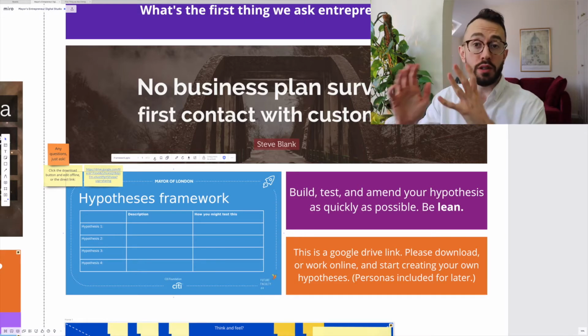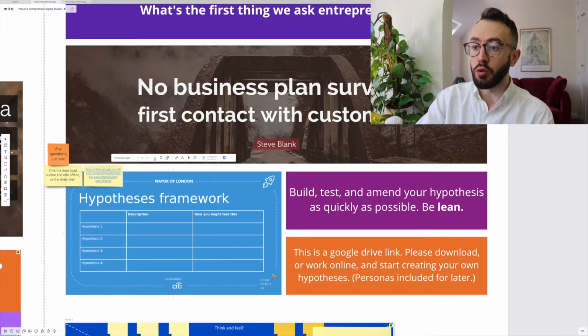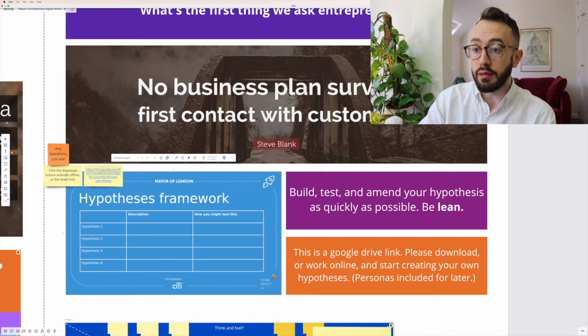Okay, so I've switched over to Miro, which you can now see on the screen. And we're going to go down here and you're going to see our Hypotheses Framework. This is a document that you can just download directly from Google Drive, click on the link, or direct from Miro, you just hit the download button. This is a starting point to make it really, really easy for you.